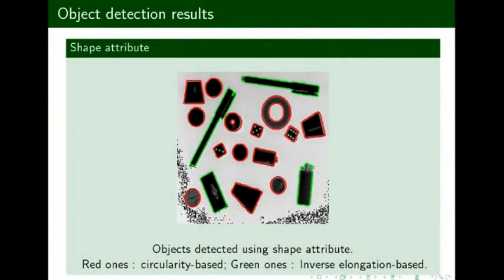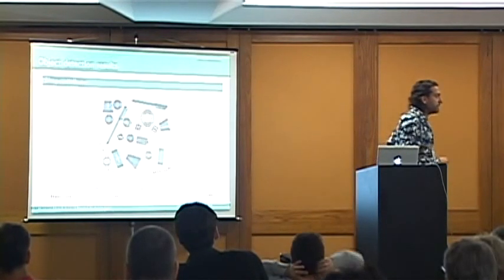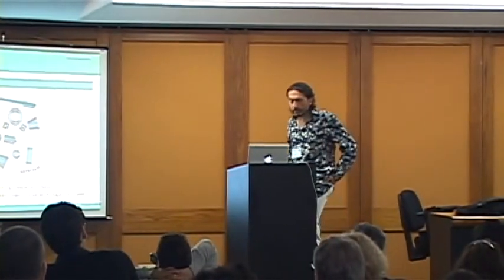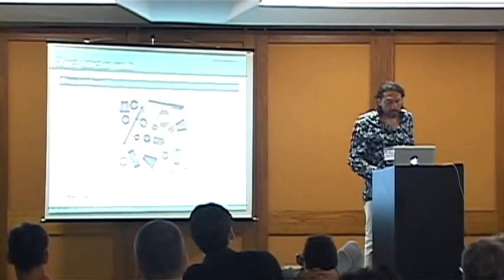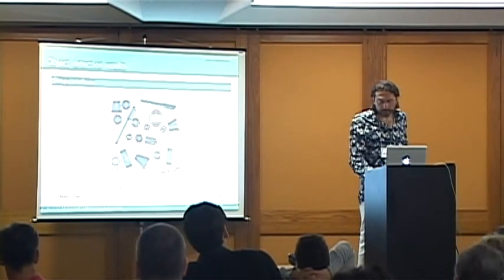Okay. You can do object detection also, simply using the attributes, the roundness attribute. In red, this is based on circularity. In green, it's based on inverse of the elongation attribute. But you locate your objects, and you can classify them using this kind of filter.